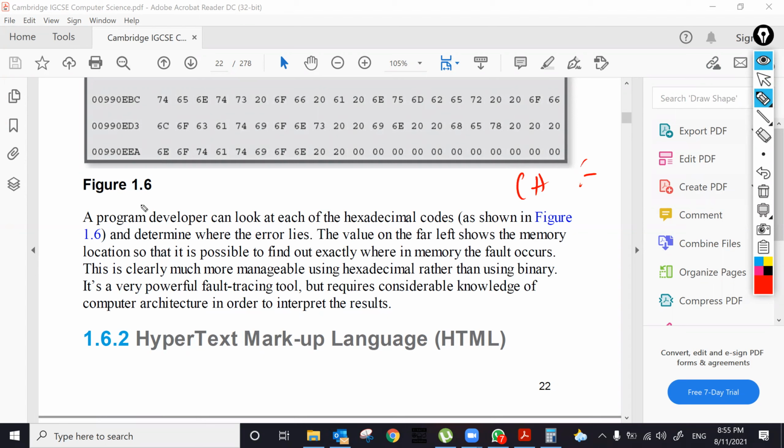Each and every one of these numbers is a powerful tracing tool, right? Each and every code denotes some error. For that, you have to have computer architecture knowledge, how the memory is defined, right? So they say that rather than using binary, by using hexadecimal numbers it's more manageable and easy to find. It is possible to find out exactly where the memory fault occurs, right?